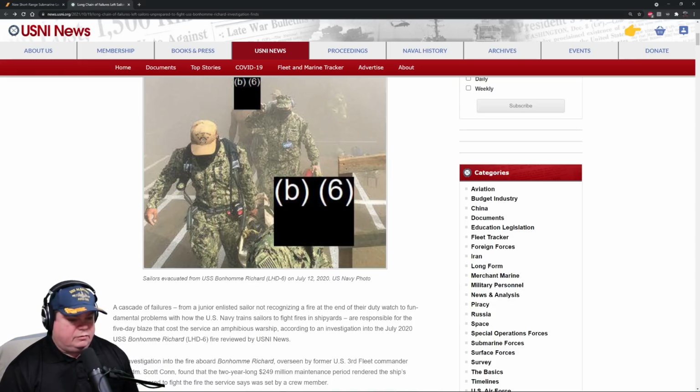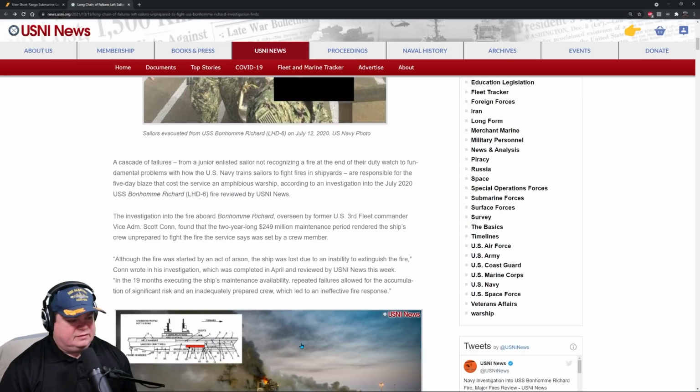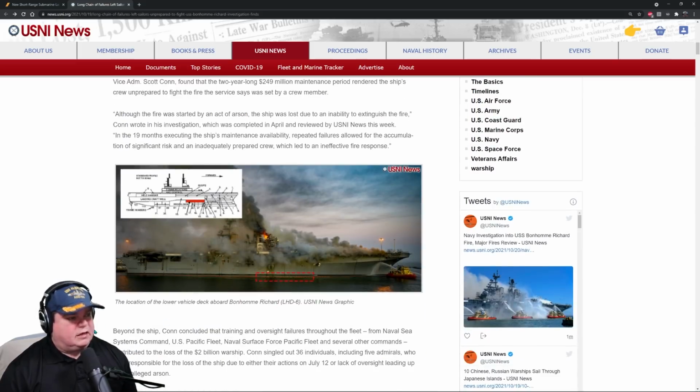Okay, from the piece: A cascade of failures, from a junior enlisted sailor not recognizing a fire at the end of their duty watch to fundamental problems in how the U.S. Navy trains its sailors to fight fires in shipyards, are responsible for the five-day blaze that cost the service an amphibious warship, according to the investigation from the July 2020 incident. Yeah, this happened over a year ago, last summer.